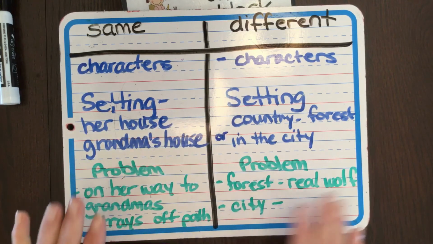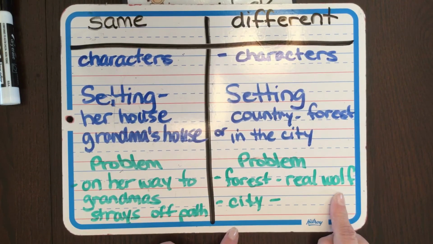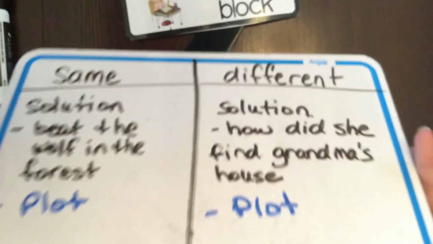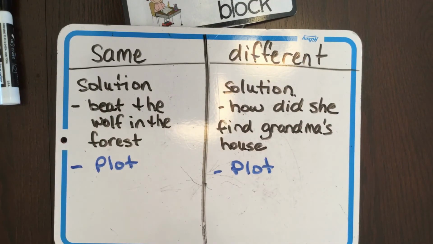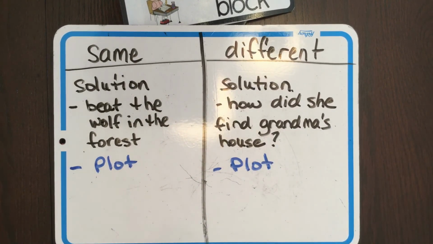The problems were a little bit different. She's on her way to Grandma's and she strays off the path. That's the same. But in the forest, there's a real wolf stalking her that wants to eat her. And in the city, it's something else. So pay attention to see if you can figure out what's that something else. The solutions are a little bit different. So she beat the wolf in the forest. Tell me, how did she do that? And how did she find Grandma's house is the solution for the city.